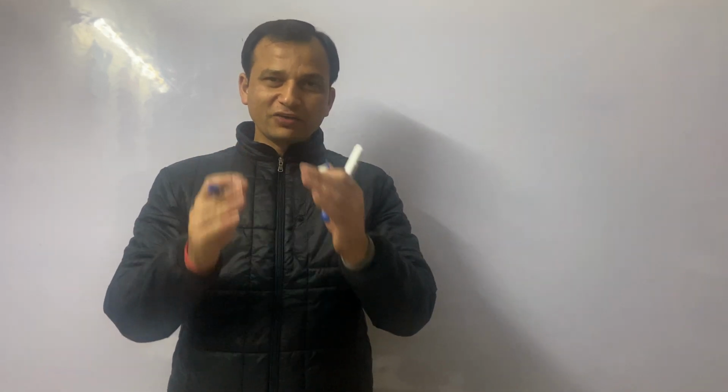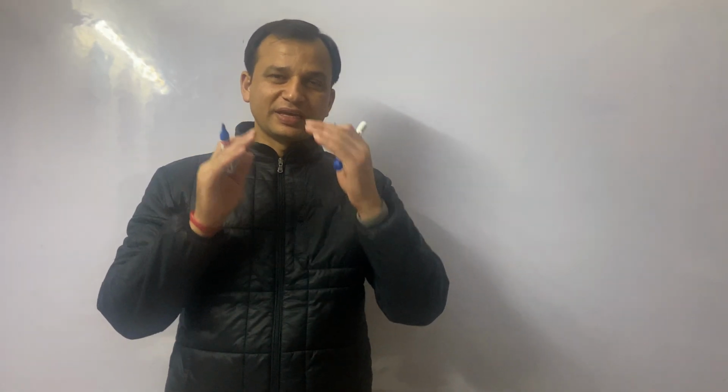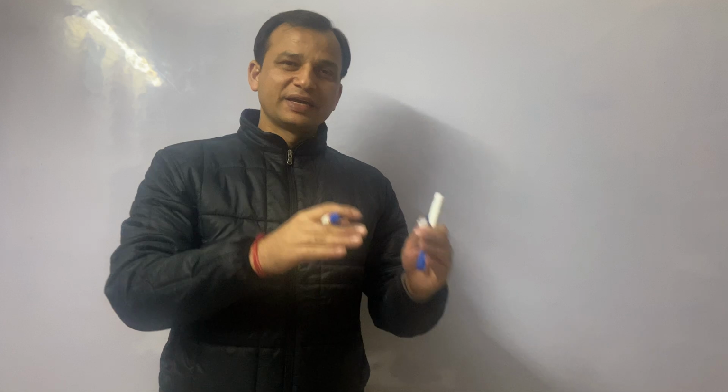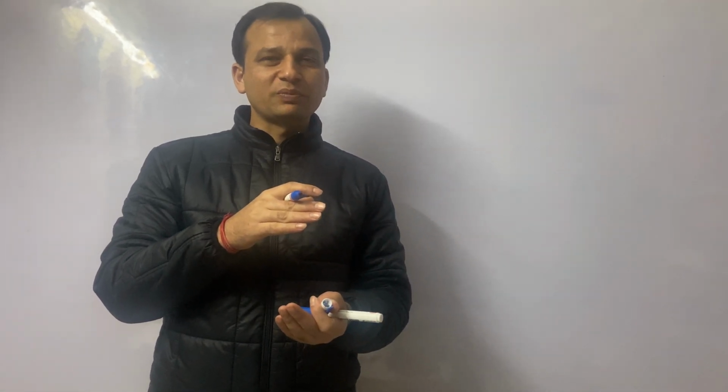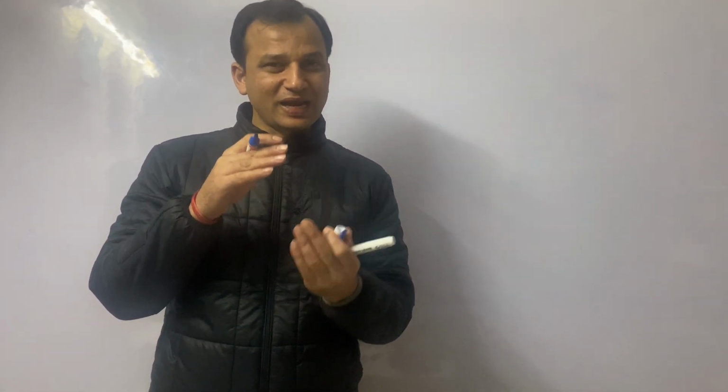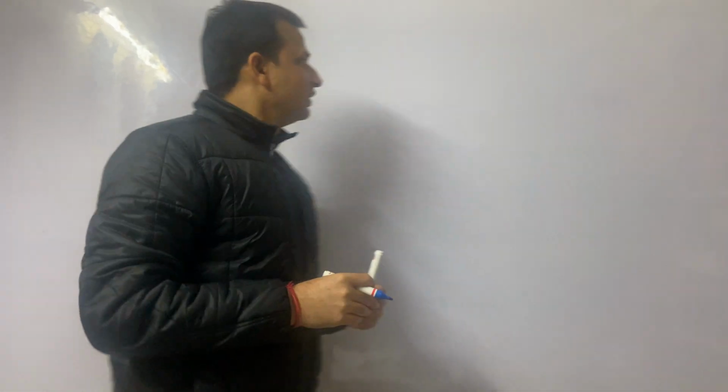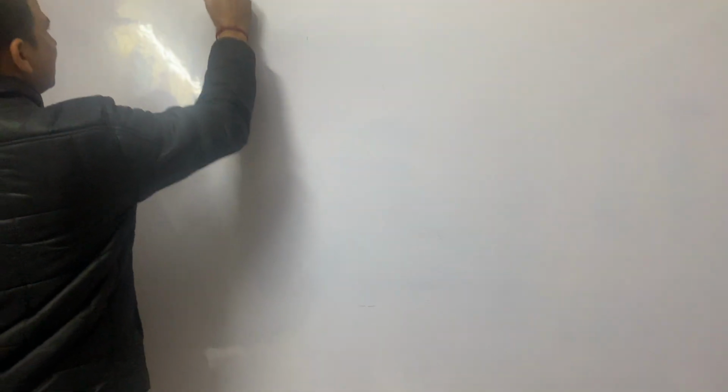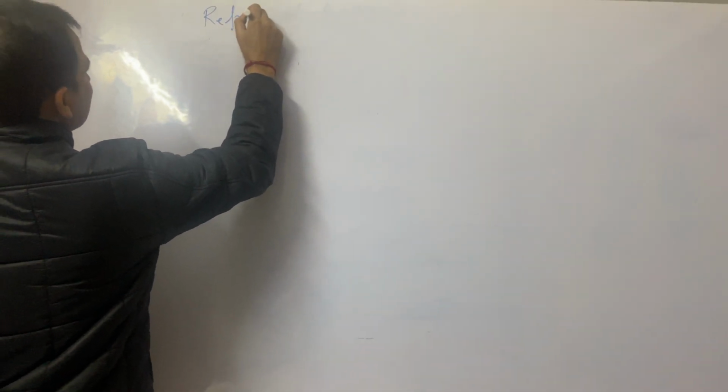In the last video, we learned about the refraction of light. When a ray of light was passing from air to glass, it bent towards the normal, and when it was passing from glass to air again, it bent away from the normal. Now we are going to discuss the refractive index.